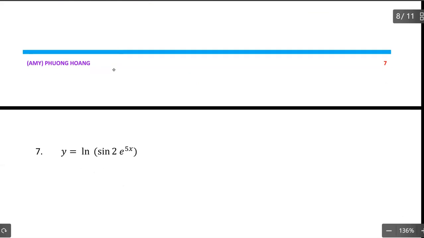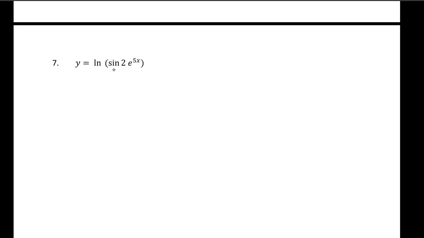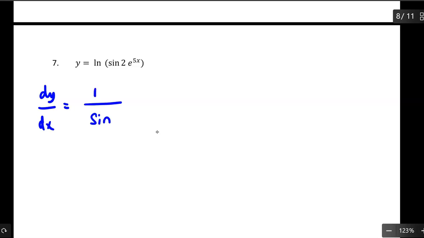So the next question I have is natural logarithm, but my argument is a sine. Okay, so it looks complicated, but in fact it's not that complicated if we just follow the process. You just have natural logarithm of a function. It means you still apply 1 over u and then times du over dx. So dy over dx is equal to 1 over sine of 2 times e to the 5x. So this is my 1 over u.